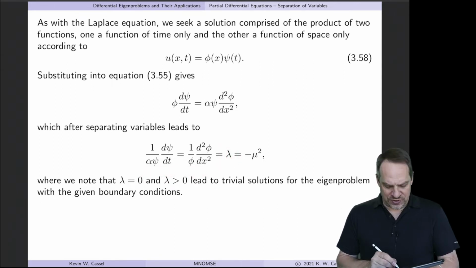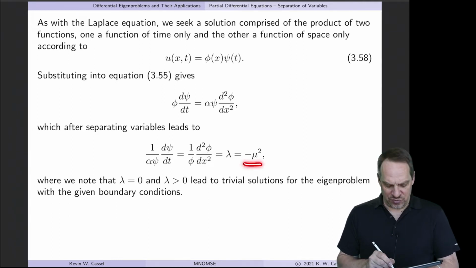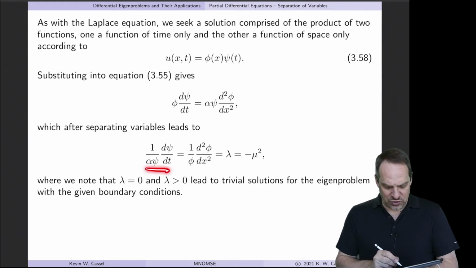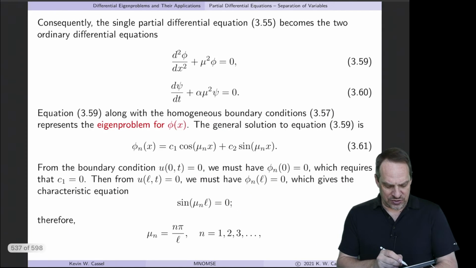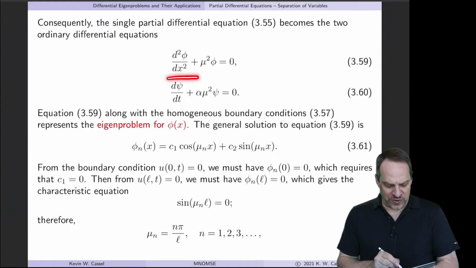Now we're going to set lambda, our separation constant, equal to minus mu squared. If lambda is 0 or positive, we only get trivial solutions, so it's when lambda is negative mu squared that we get non-trivial solutions. So we now have 2 ordinary differential equations, when this is equal to lambda and when this is equal to lambda. So you see that here, 2 ordinary differential equations, one for phi as a function of x and the other for psi as a function of t.